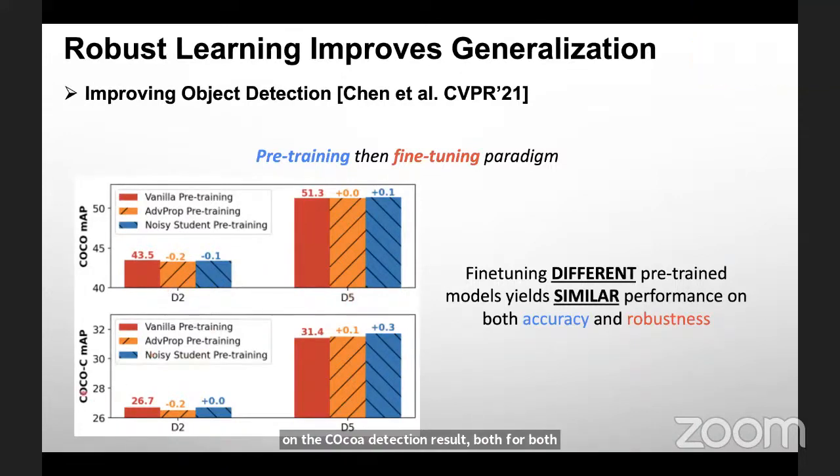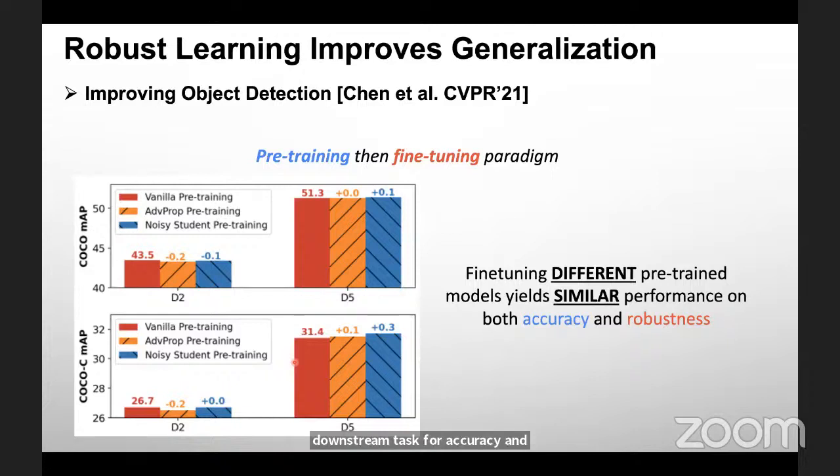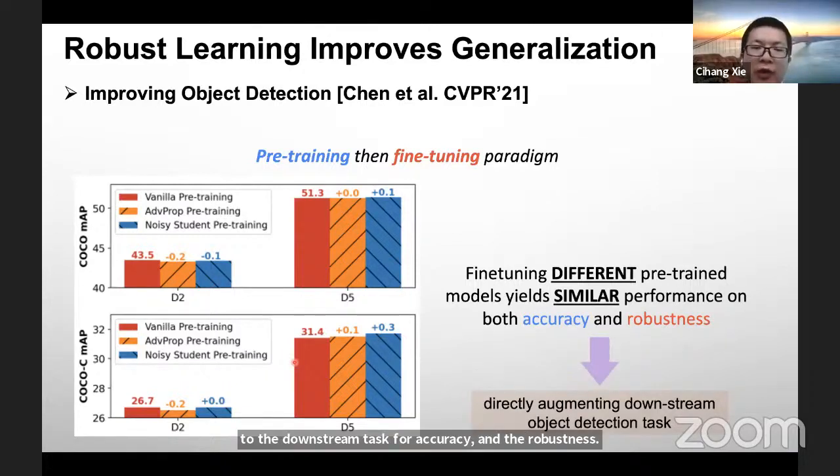And we also do a generalization test on the COCO-C dataset, which is a corrupted version of the COCO dataset for benchmarking robustness. And we can see again that the robustness here is pretty much the same. So that means the advantage brought by your upstream classification task usually cannot transfer well to the downstream task, for both accuracy and robustness. So given this observation, what we want to do is directly augment the downstream object detection task.